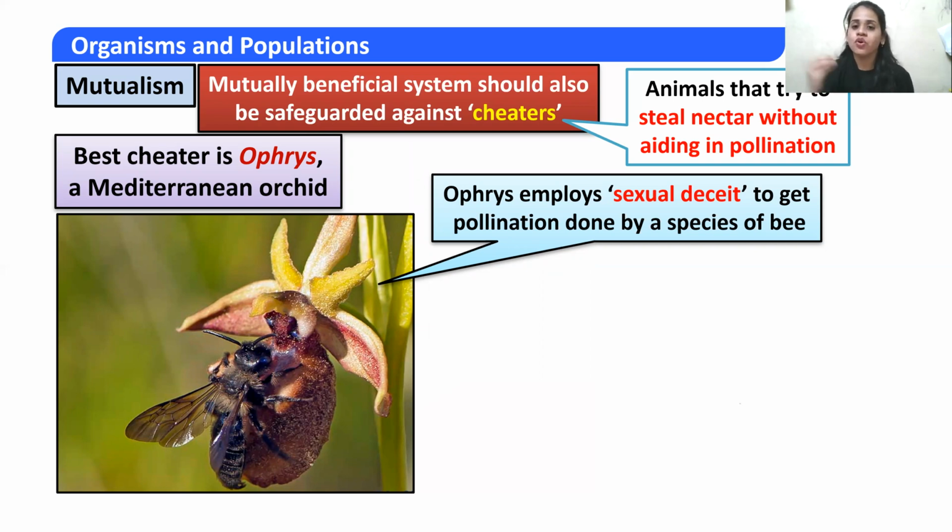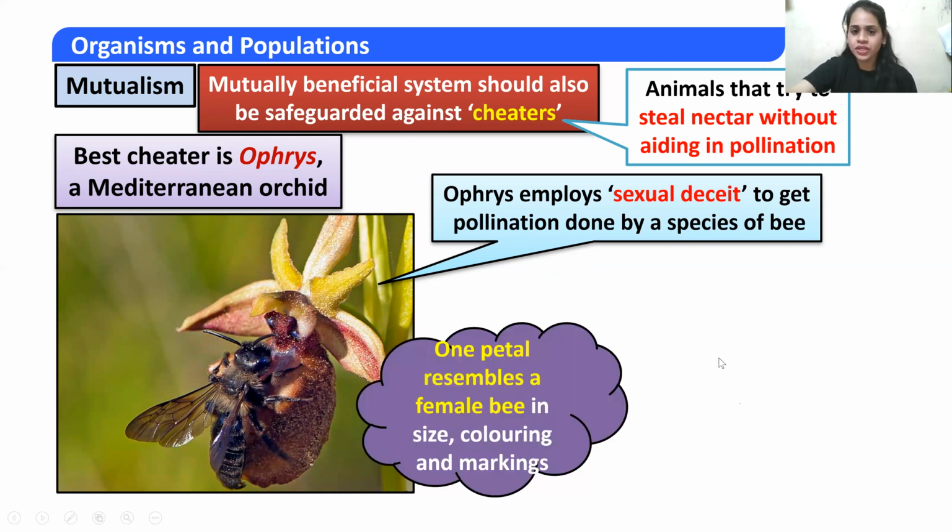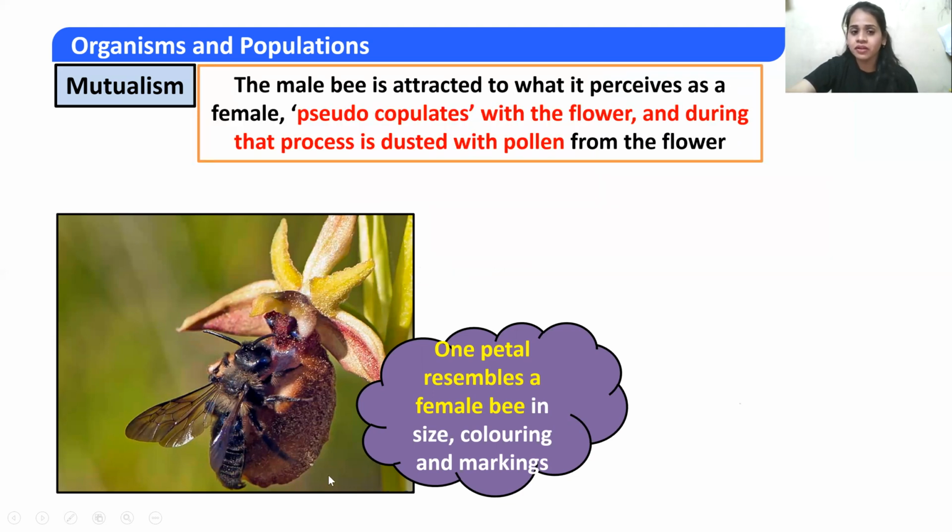The best example of a cheater over here is Ophrys, which is a Mediterranean orchid. Ophrys employs sexual deceit to get pollination done by a species of bee. So what happens over here? One petal is going to resemble a female bee. Can you see the diagram over here? See this petal. This petal looks like a female bee in size, color, and everything. It is exactly resembling the female bee.